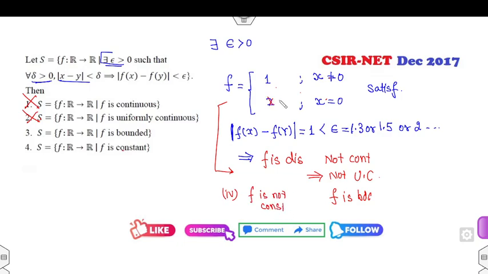Constant happens only if this value is 1. If this is 1, then it's continuous. Fine. So right now it is not a constant. This option is cancelled. So the only one left is C, which is the correct answer.